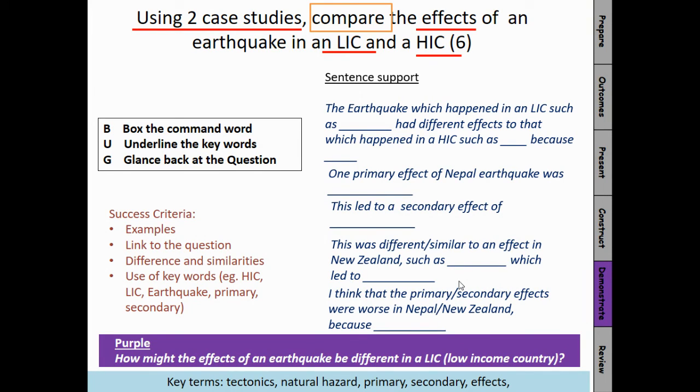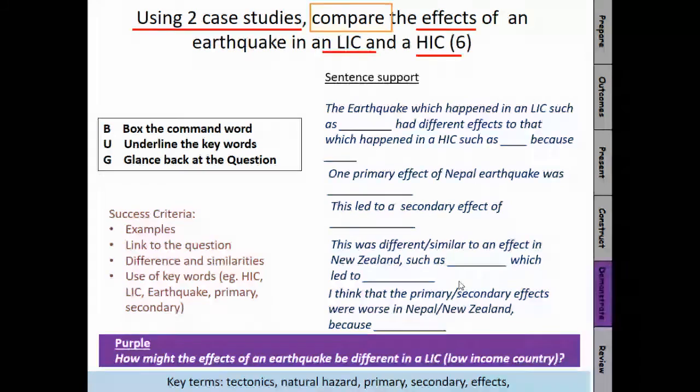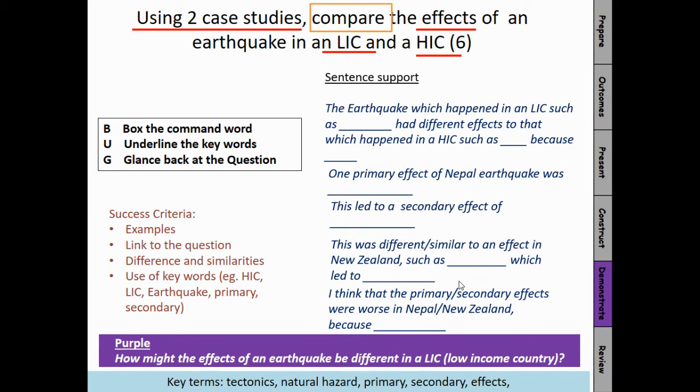And then at the end, I just again want you to put your own opinion into your answer, because this is your work at the end of the day. So I want this to be coming from you. So the last sentence that I would write in the bottom of my answer would be, I think that the primary or the secondary effects were worse in Nepal or in New Zealand because. Okay, and maybe just put a sentence or just a few words. Why do you think it may have been worse? The secondary effects may have been worse in Nepal, for example, or the primary effects may have been worse in New Zealand. Whatever you think, I want to have your opinion in that.